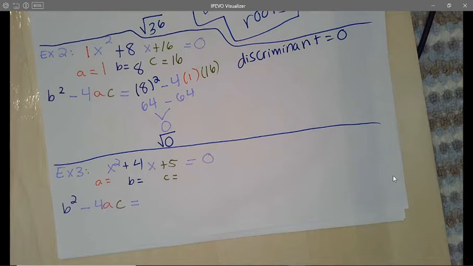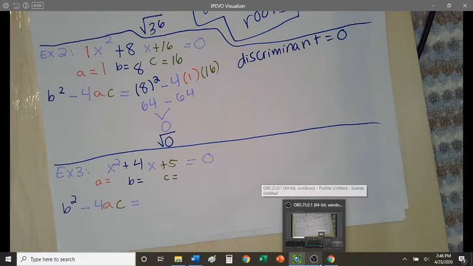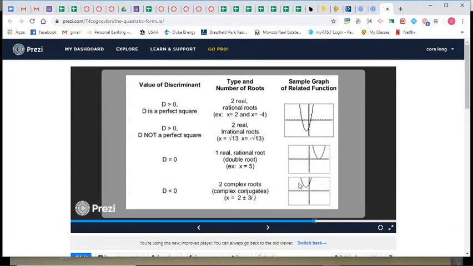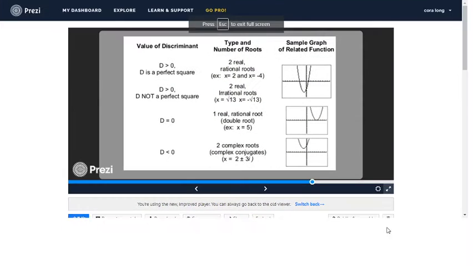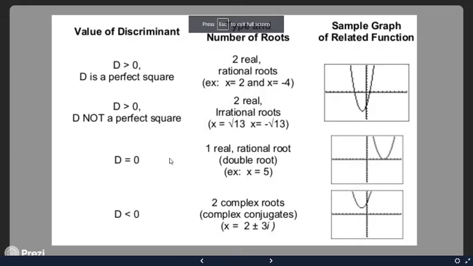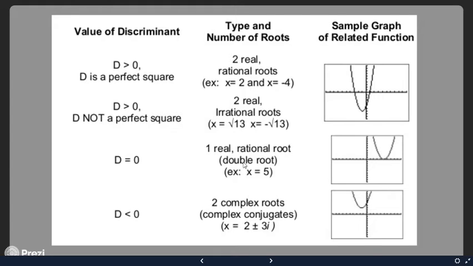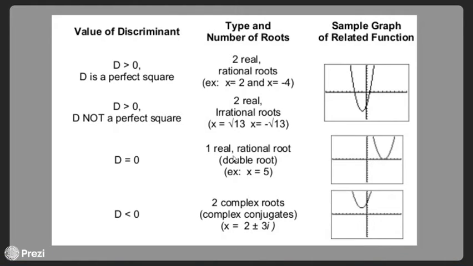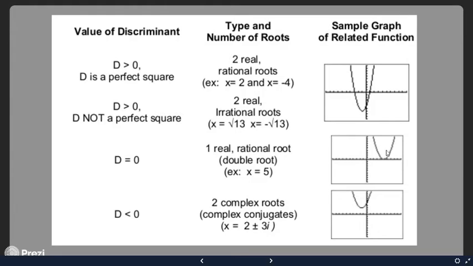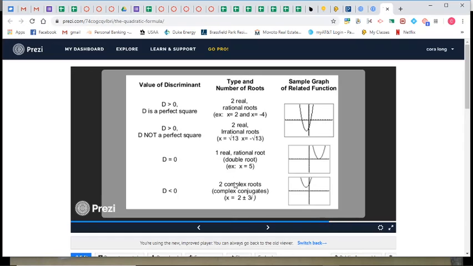So going back to our cheat sheet, let's see here. Okay, so when your discriminant equals 0, okay, again, you're going to get the same answer twice because you're adding and subtracting 0 to a number. So it does count as two separate zeros. It's called a double root, but we're going to say it only has one solution, or however you want to call it. So one real rational root. Okay, so it does count twice, but it's the same thing. So we're going to call it as one real rational root.